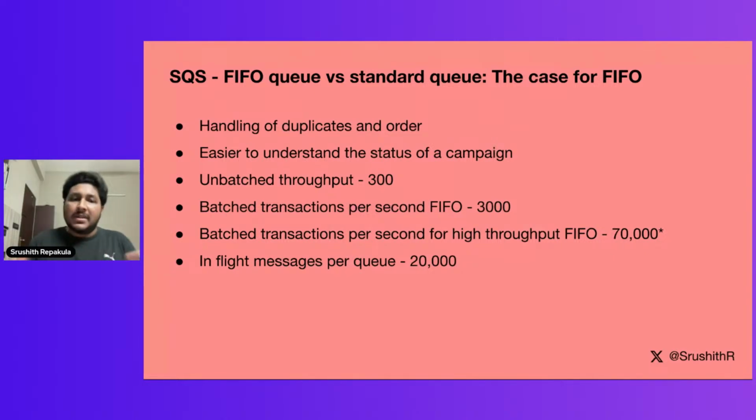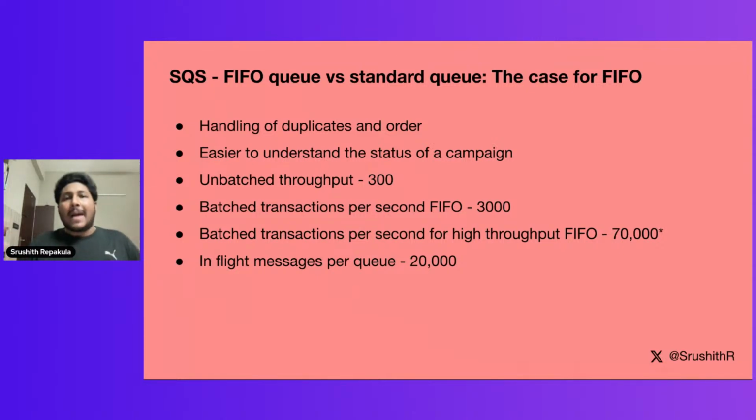And a few numbers. With respect to throughput, I talked about throttling, limits, and quota just a few seconds ago. So this is what it is. Unbatched throughput is 300 messages. Batch transactions per second in the FIFO is 3,000. Batch transactions per second for high throughput FIFO is 70,000. Basically, this talks about the number of messages that you can push into the queue, or rather, how many will be processed. And the last one is the in-flight messages per queue, which is just 20,000. So at any given point in time, your FIFO queue can only have 20,000 messages in it. It cannot have more than that.